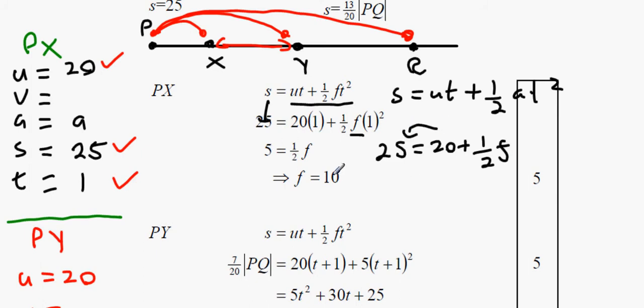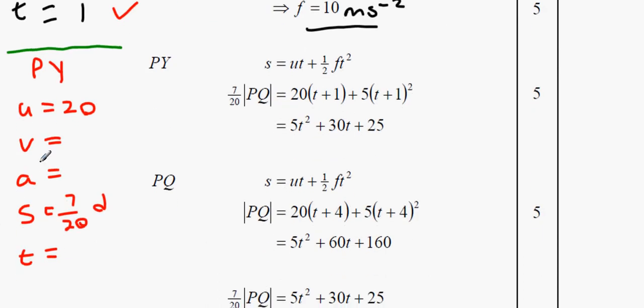Therefore, a equals 10 meters per second squared. Remember, it has units. Never leave out your units, okay? So the acceleration here, I'm going to write this now, and it now equals 10. So we can say that the acceleration here equals 10, and this equals 25. Now, let's go down to PY. Now what we know about PY is PY now has acceleration of 10.